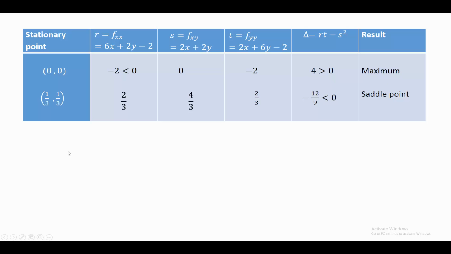Now at point (1/3, 1/3), delta equal to RT minus S square. 2 by 3 into 2 by 3 is 4 by 9. 4 by 9 minus 16 by 9 is minus 12 by 9. Delta is negative, and when delta is negative, this point (1/3, 1/3) is a saddle point. And therefore function f of xy is maximum at point (0, 0).